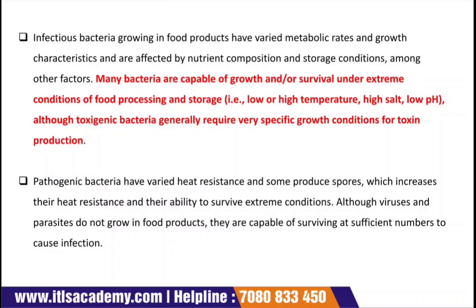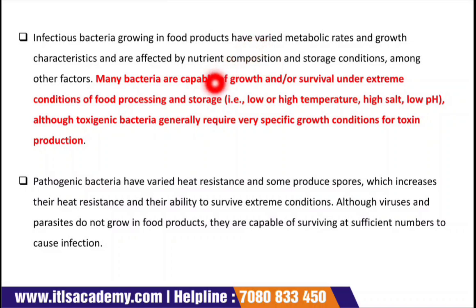That is, some bacteria can grow at a very low temperature, some bacteria can survive at a very high temperature, some bacteria need high salt content for their growth, some bacteria need low pH for their growth. So although the toxigenic bacteria generally require a very specific growth condition for toxin production. As already told you, every microorganism, whether it's bacteria, viruses, or any other microorganisms, has their own environment for their growth.